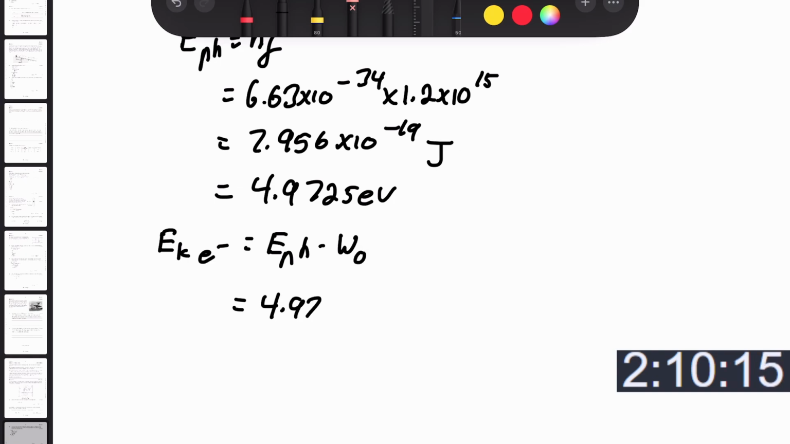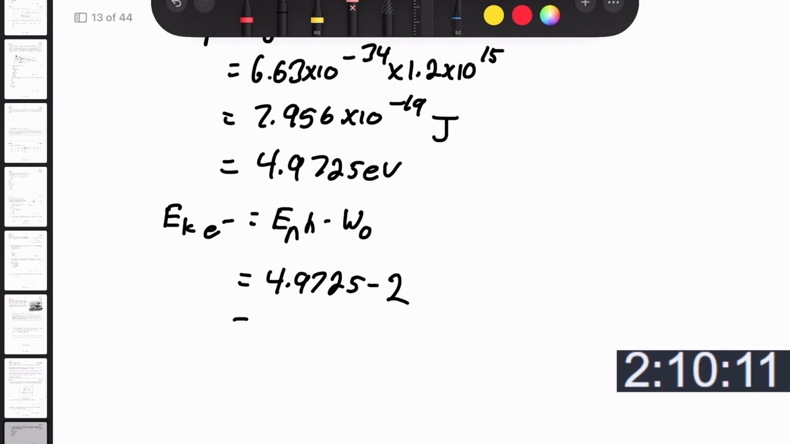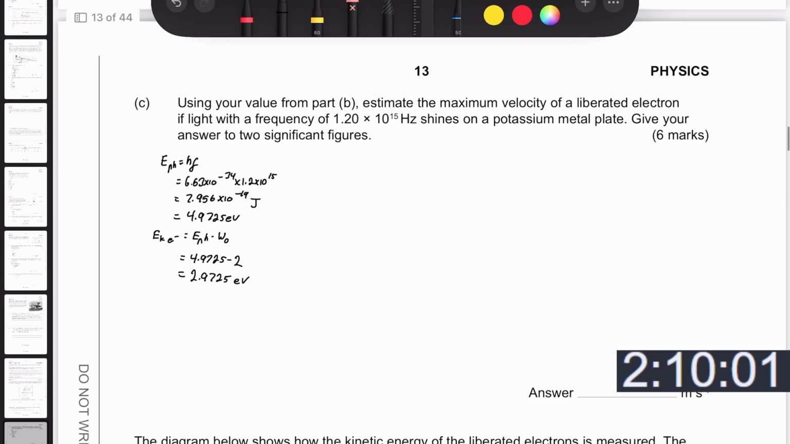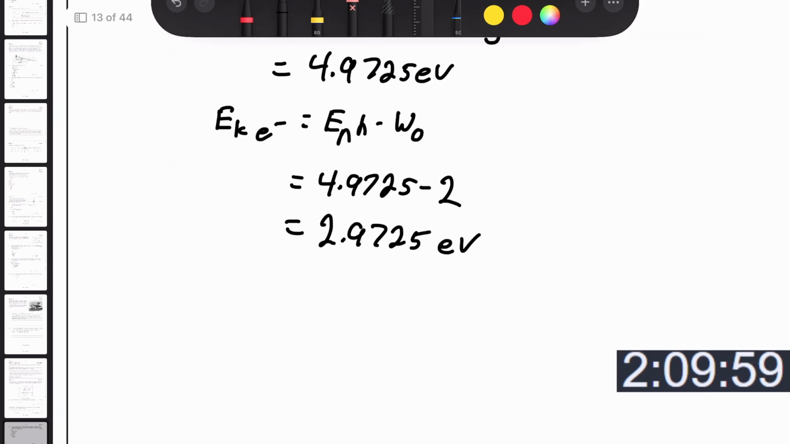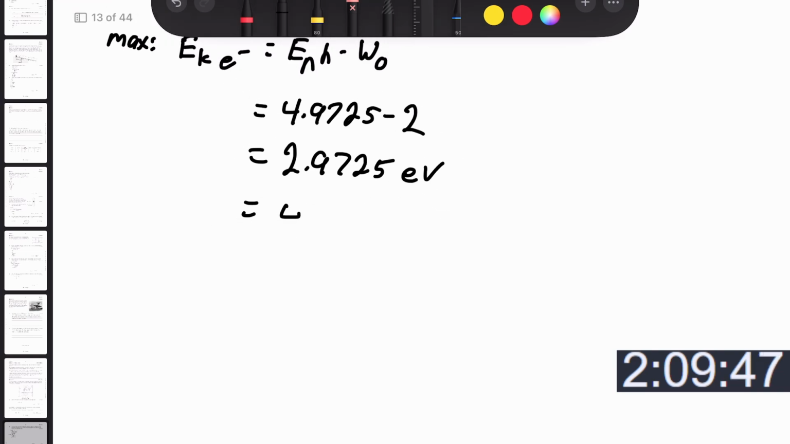So 4.9725 minus 3, or minus 2, sorry. So that's obviously 2.9725 electron volts. And I want to find the maximum velocity. Which is then times 1.6. I should have just kept it all in joules. 4.756 times 10 to the negative 19 joules.